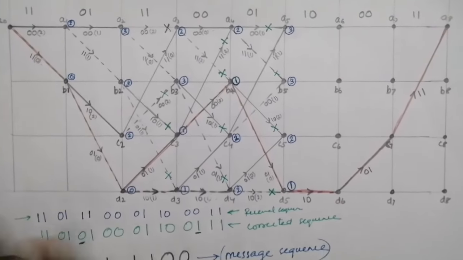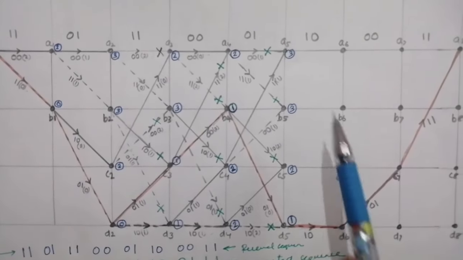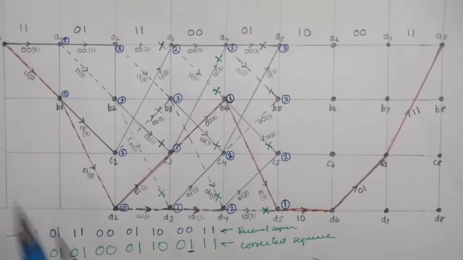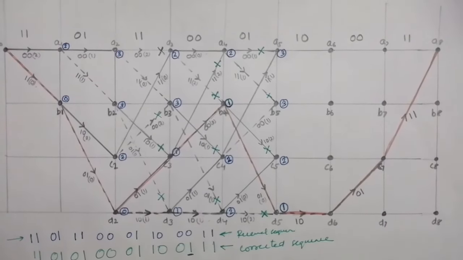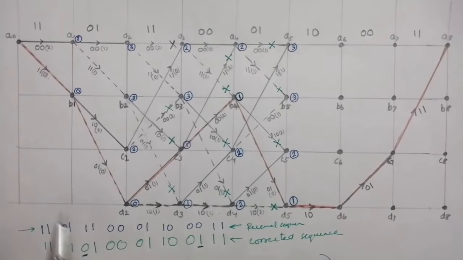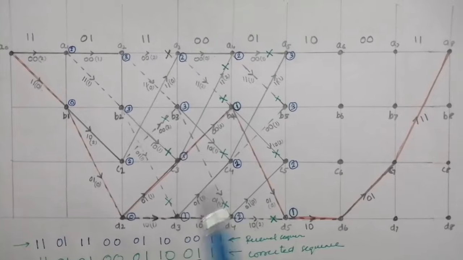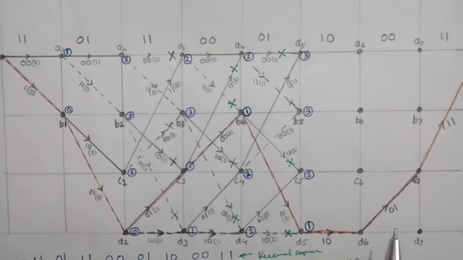So please have a look at this particular diagram, and you should complete the 3 more stages to find the complete survivor path. Make sure that you draw this particular diagram using a scale and different colors of pen. Thank you.